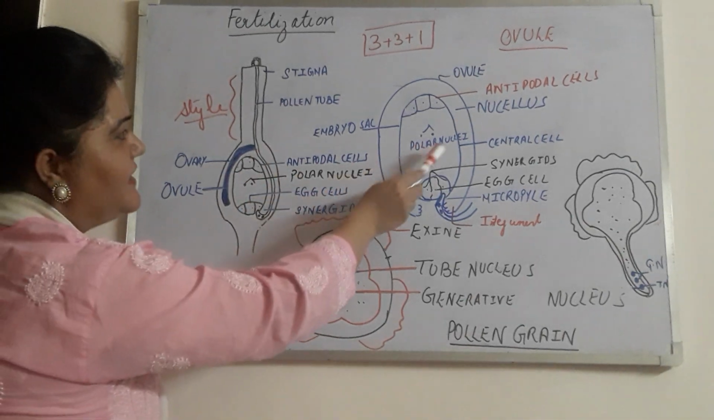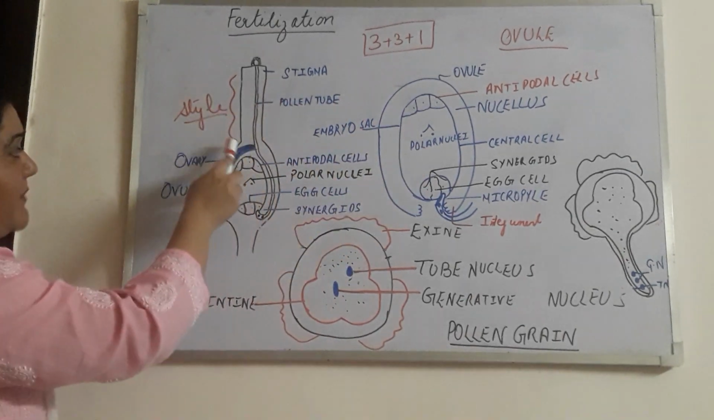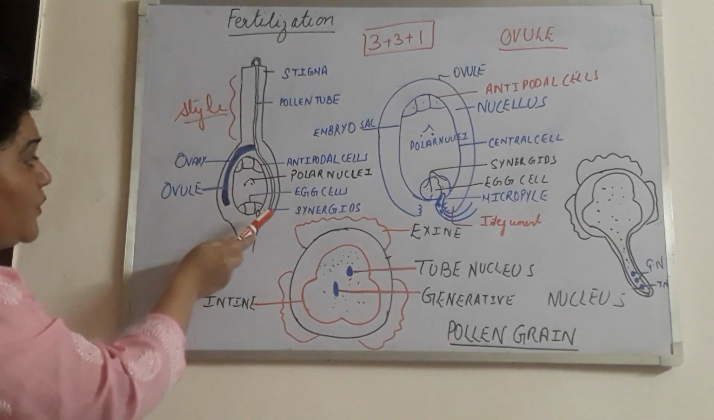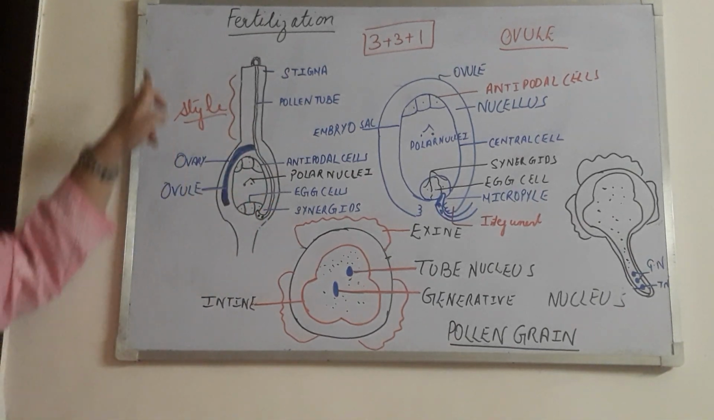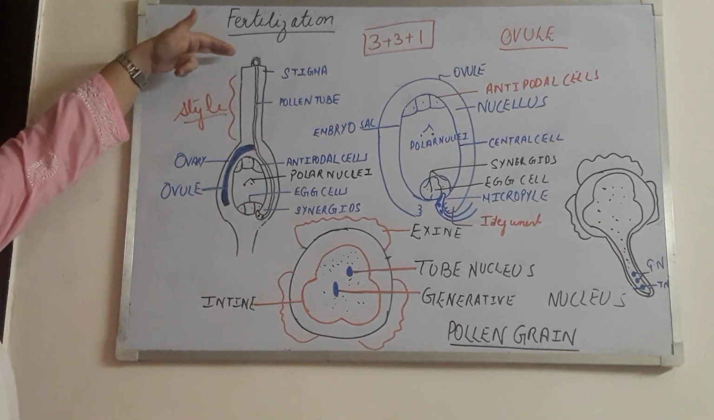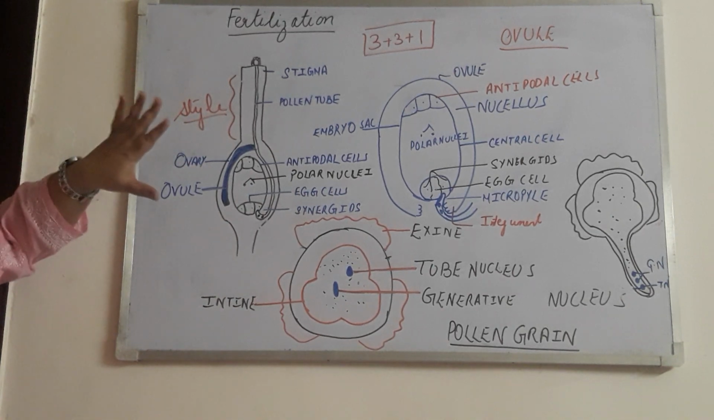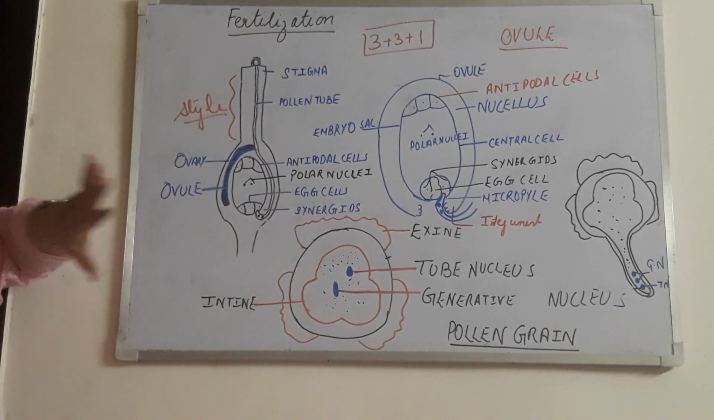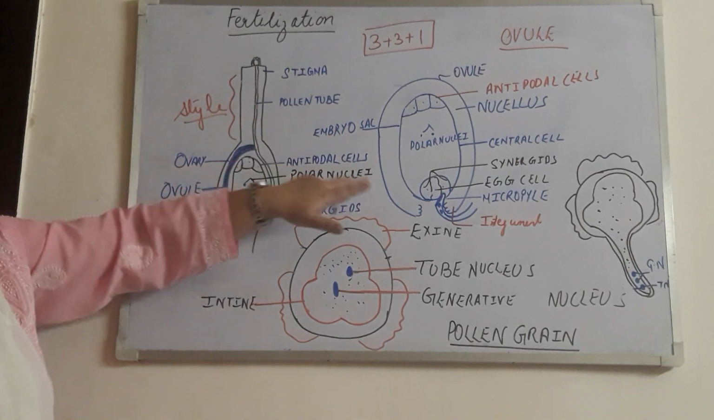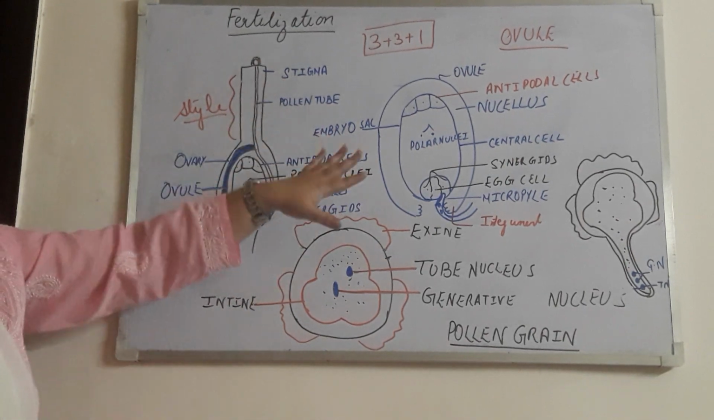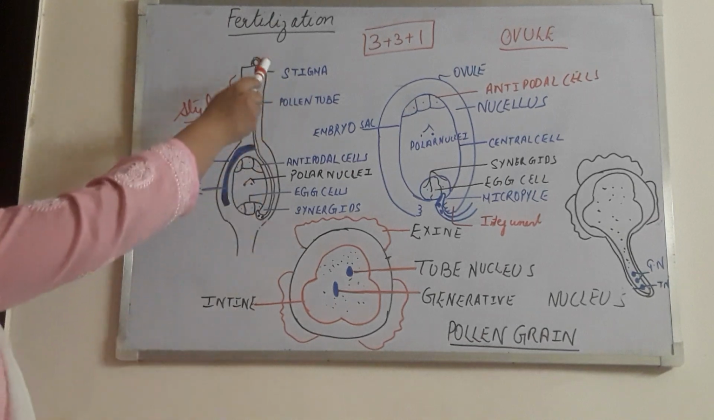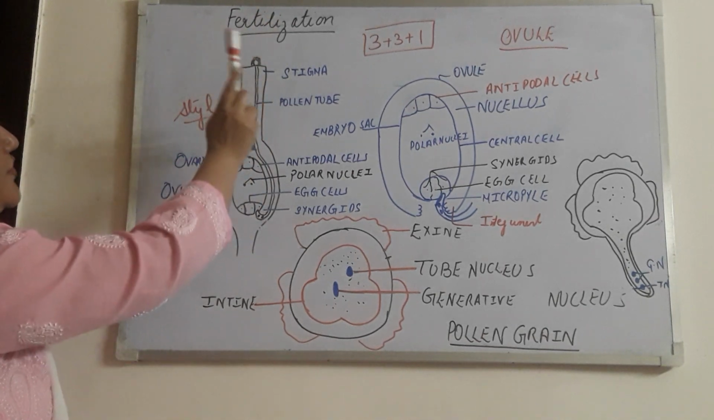Here I have made the diagram of ovule along with its ovary, and here I have made stigma and style also. Because this is a diagram for the fertilization, showing you the process of fertilization. That is only the diagram of ovule, showing you the structure of ovule. So here what is happening? The pollination is occurring.